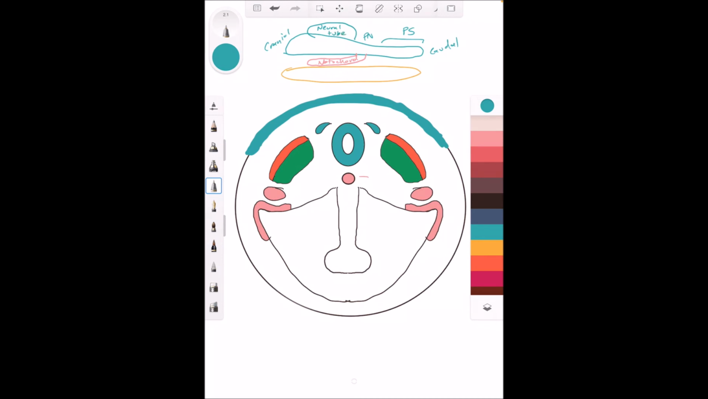Okay, so now let's talk about this notochord here. What proteins are expressed in the notochord? If you remember, one of the proteins that we talked about being expressed in the notochord is the sonic hedgehog gene. SHH is expressed by the notochord. And so that's going to be important here. And there's another protein that we talked about as well.